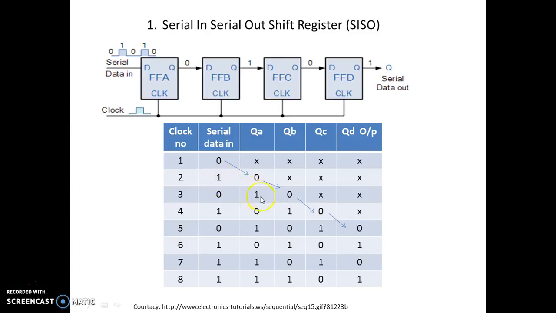In this way, all the data are shifted serially. We give data serially at the input, and we get the data out serially. Hence, this is known as SISO shift register.